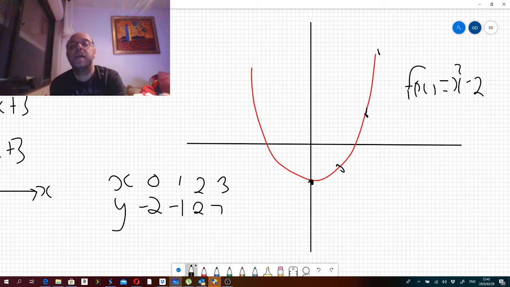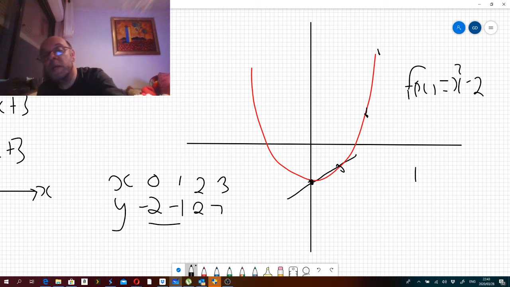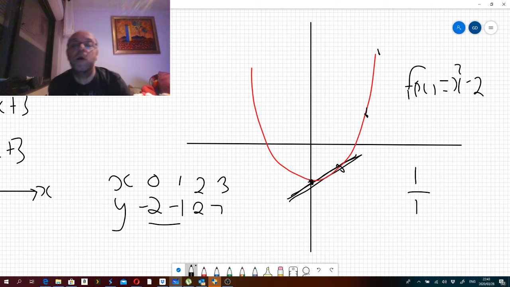Okay, let's say we wanted to work out what the average gradient is over here, between these first 2 points. Well, the change in y would be minus 1 minus minus 2, which would be minus 1 plus 2, which would be 1. And the change in x would be 1 minus 0, which is 1. So this average gradient over here would be a gradient of 1.